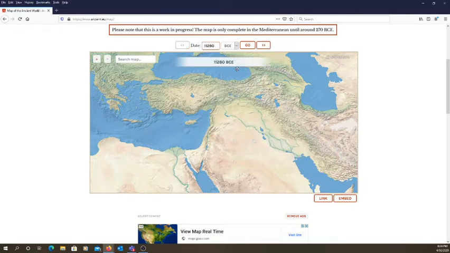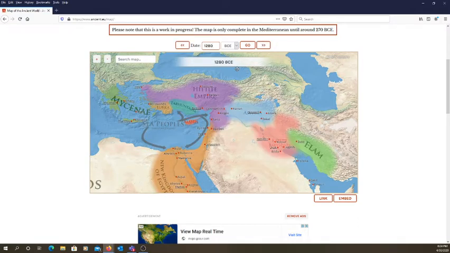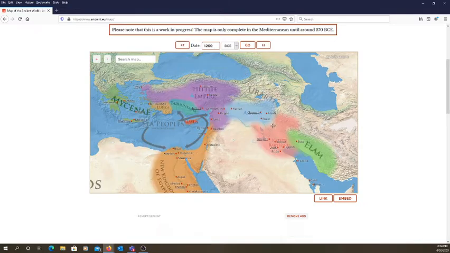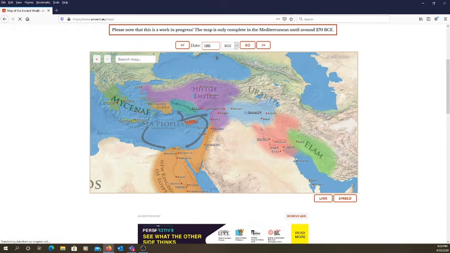Let's go to 1280 BC. Oops, not 1000. The Assyrians are still gaining a lot of power, taking over more and more territory. The Hittites are starting to shrink a little bit. Alright, the Hittites are going to start getting pushed out by a group called the Phrygians. And Elam is going to start influencing a lot more in the Hittite region of Babylonia.